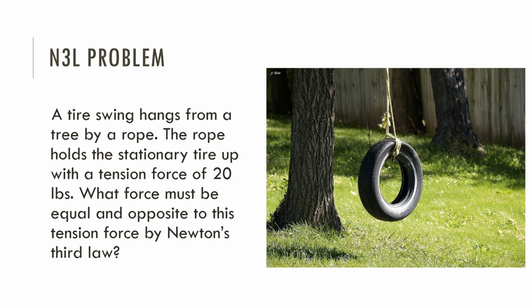If you said gravity, you would be wrong. It's not gravity, because I could come cut that cord and then tension would definitely not equal gravity anymore. Newton's third law is always true, and it's about two objects. So what's the force of tension? It's the force of the rope pulling up on the tire. The opposite force must be the tire pulling down on the rope. That is the force equal to tension.